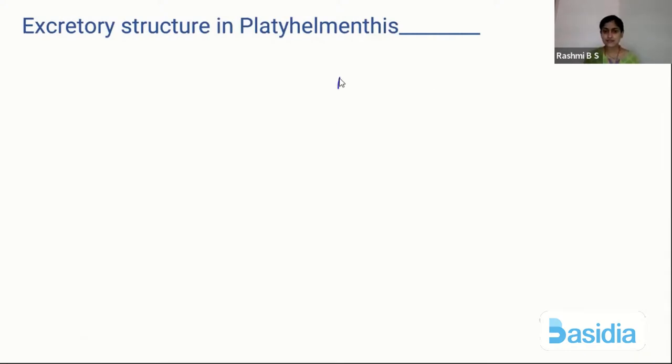Flame cells. Flame cells are the excretory cells. Very good, Pooja. Flame cells. Another name for flame cells is solenocytes. Another name for flame cells, solenocyte. Okay? Yes.